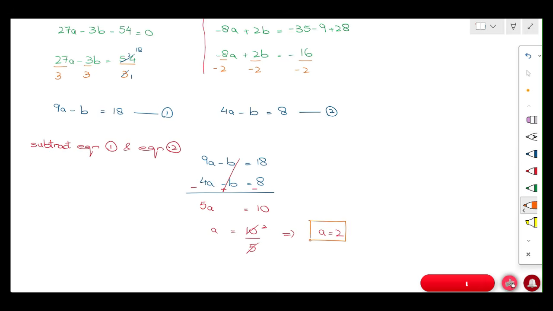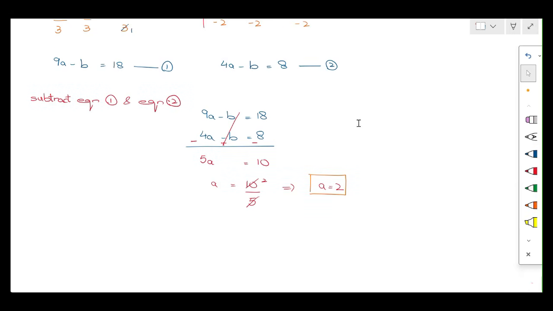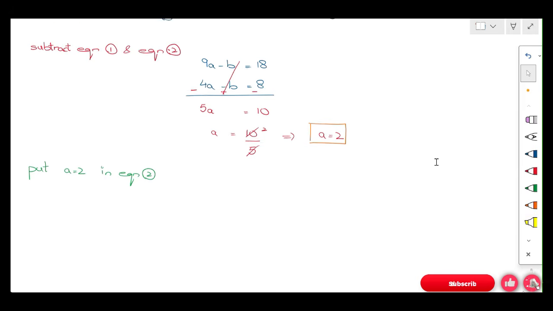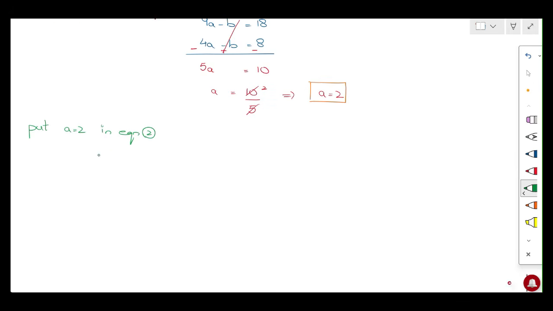Now plug this a value into your first equation or second equation and solve for b. Now we can put a equals 2 in equation 2. I would like to put it in equation 2. You can do it in equation 1 as well, because you will get the same answer whether you are substituting into equation 1 or equation 2.